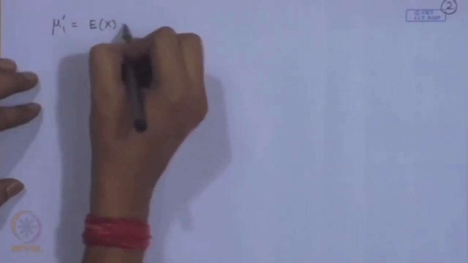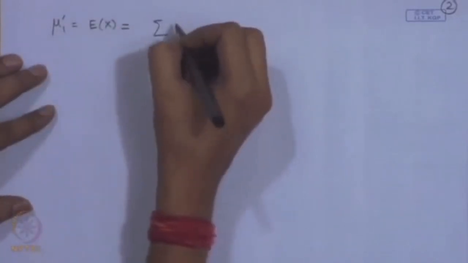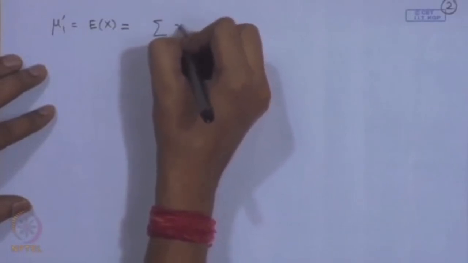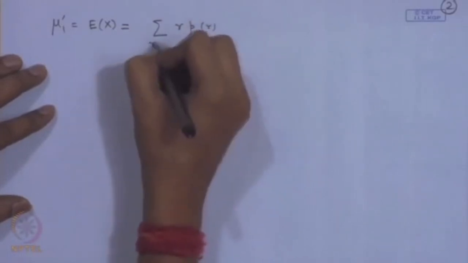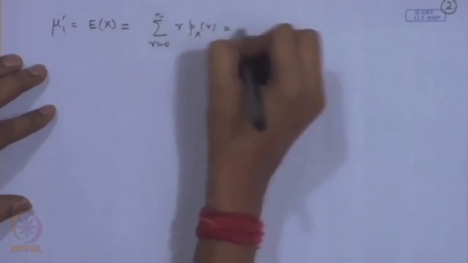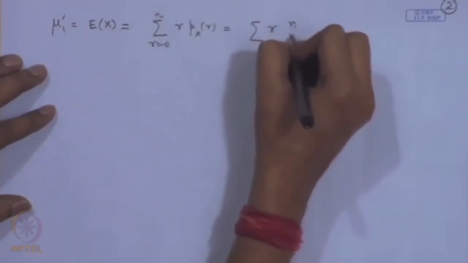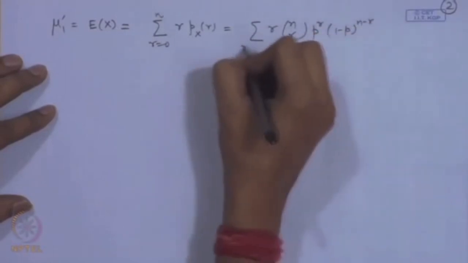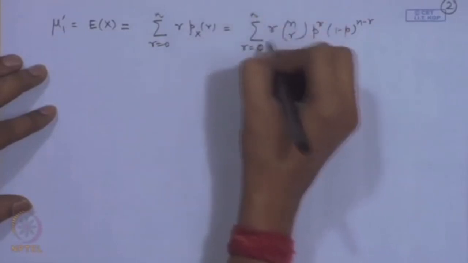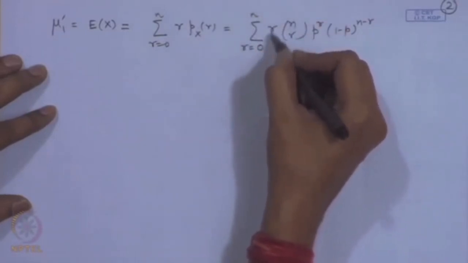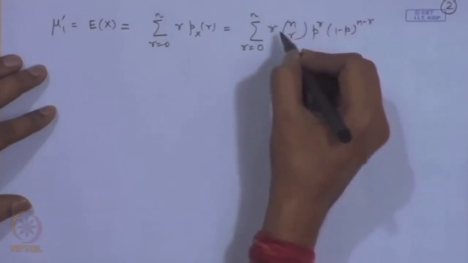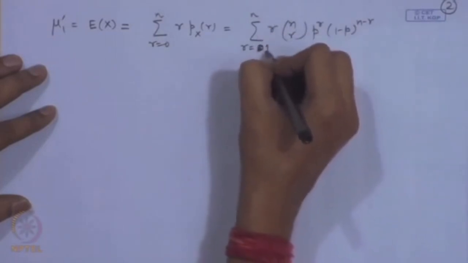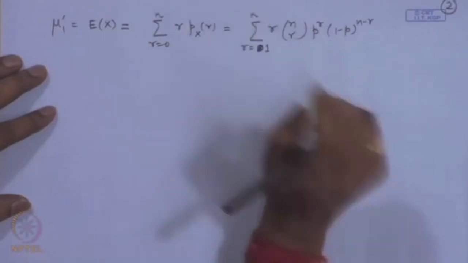Let us consider mu 1 prime, that is the mean or the expectation of this random variable. So, that will be equal to, by definition, the sum of r p_X(r), r equal to 0 to n, that is equal to the sum of r nCr p to the power r, 1 minus p to the power n minus r, r equal to 0 to n. Now, you can observe that corresponding to r equal to 0, this term is actually 0. So, basically this starts from 1, we can write it as from 1 to n.